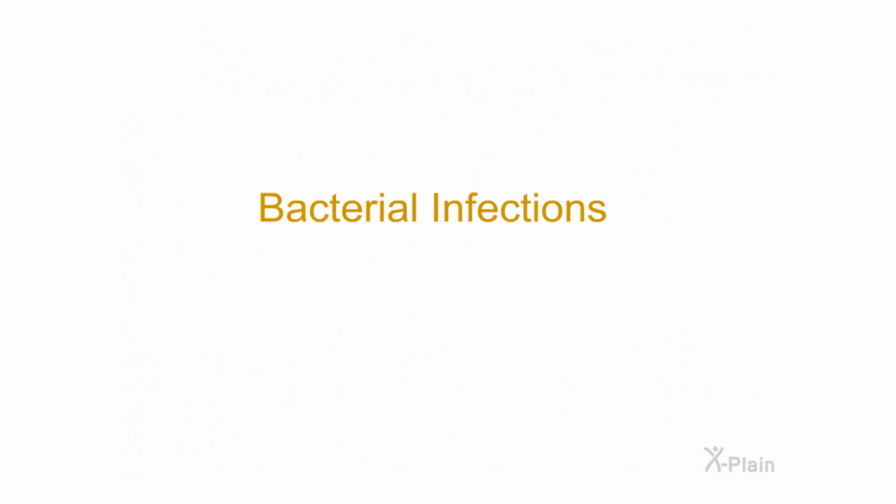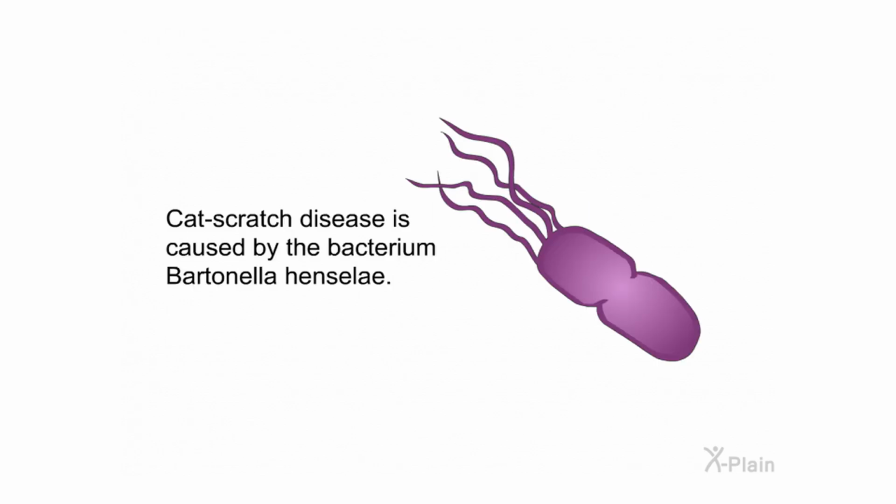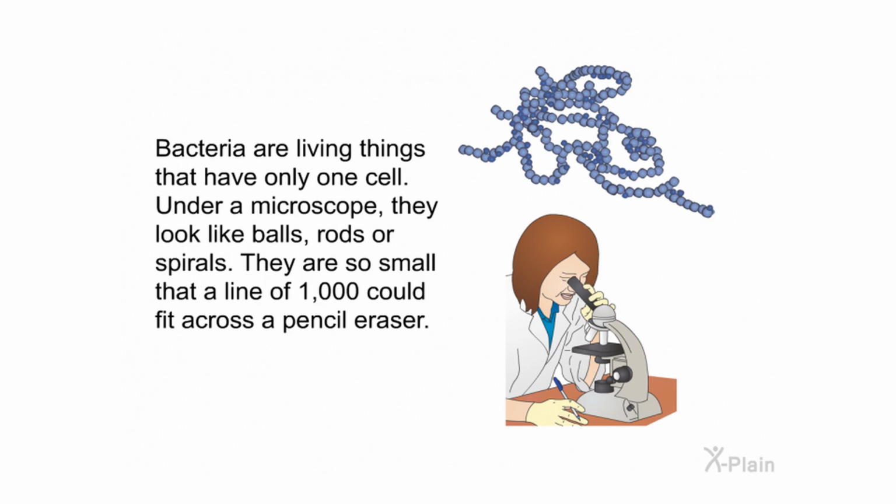Bacterial infections. Cat scratch disease is caused by the bacterium Bartonella henselae. Bacteria are living things that have only one cell. Under a microscope, they look like balls, rods, or spirals. They are so small that a line of 1,000 could fit across a pencil eraser.